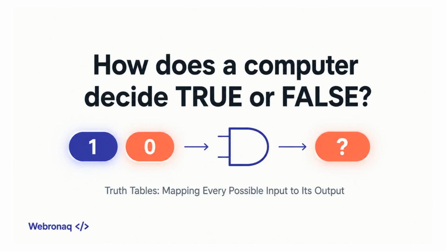Truth tables are a core tool of Boolean logic, the same logic that powers every circuit, every condition, and every decision your computer makes. By the end of this video, you will be able to read any logical expression and build its truth table from scratch. Let us start by understanding exactly what a truth table is.